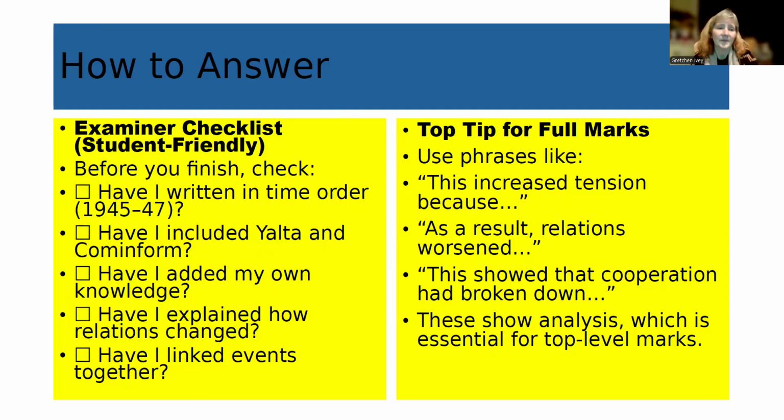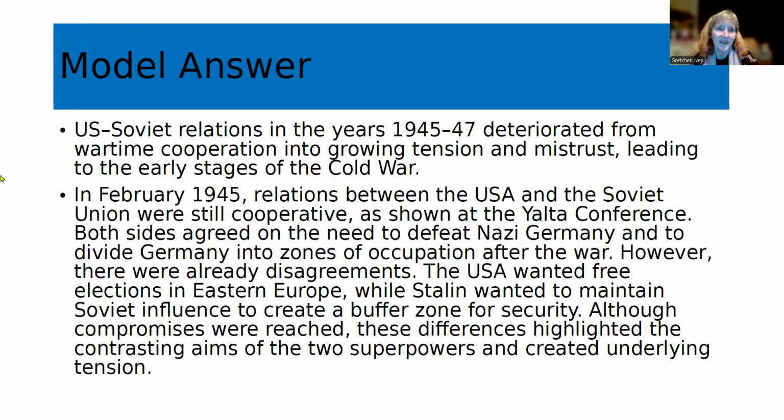All right. So what does this look like? It looks like this. U.S.-Soviet relations in the years of 1945 to 1947 deteriorated from wartime cooperation into growing tension and mistrust, leading to the early stages of the Cold War.